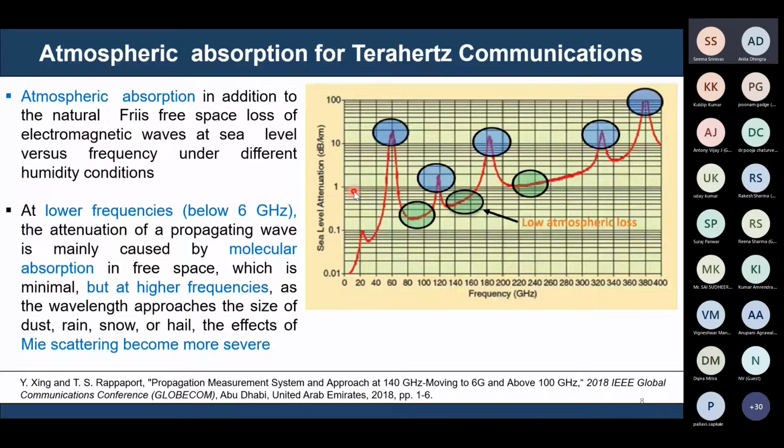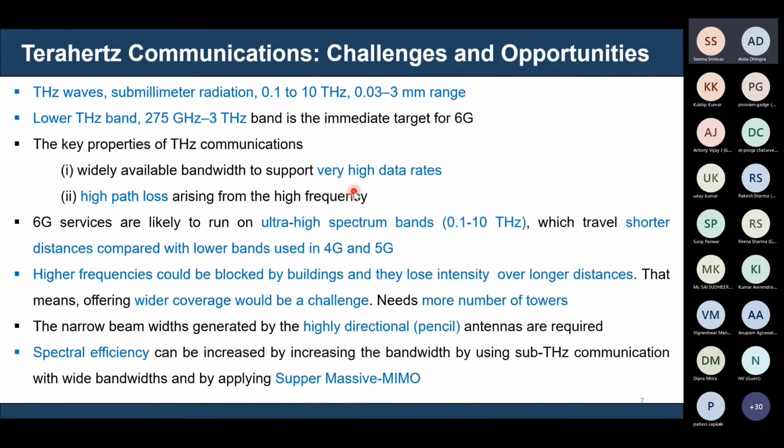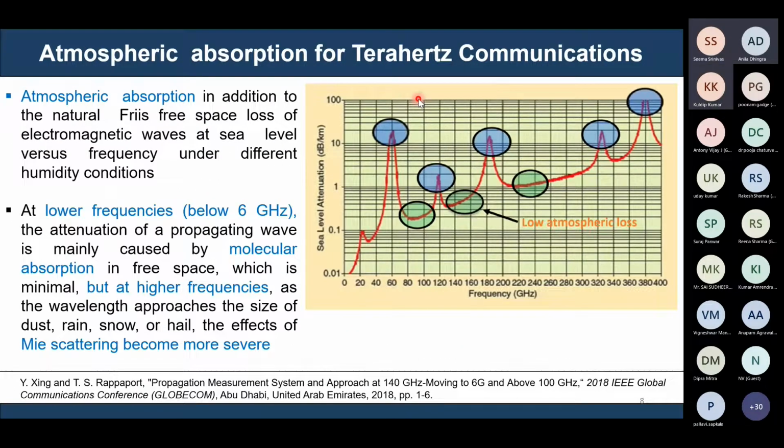Second, the lower frequencies are not that prone to the scattering impact. But when the wavelength is 0.03 nanometer or 3 nanometer, which is the size of dust or snow or that sort of thing, my Mie scattering becomes very severe at these higher frequencies. So that is another challenge.